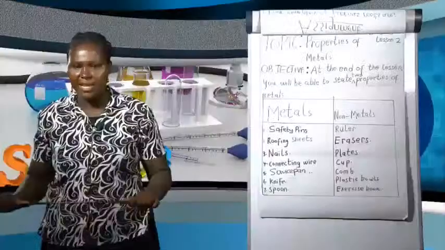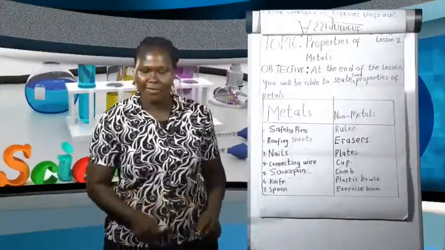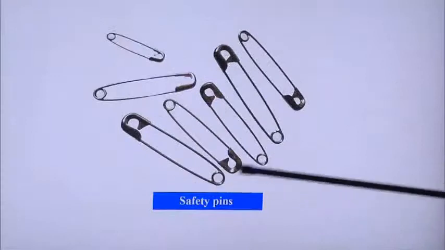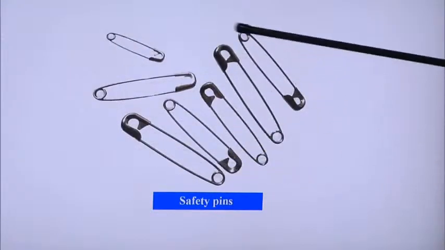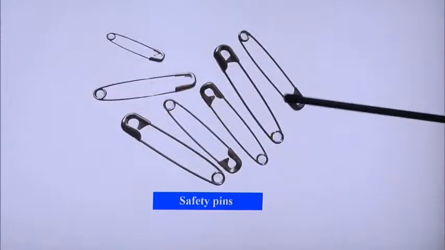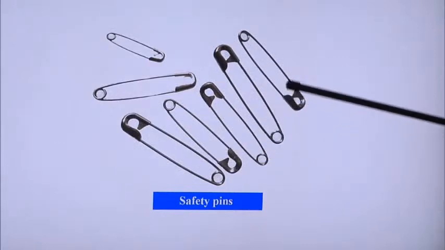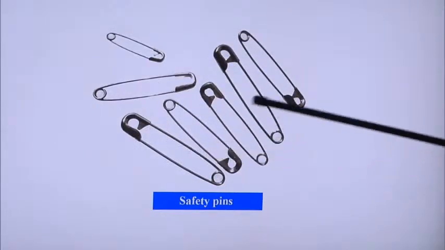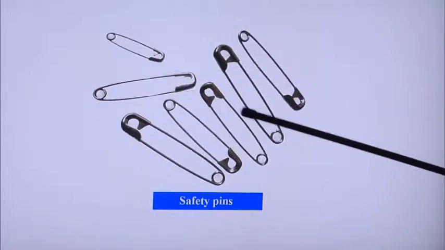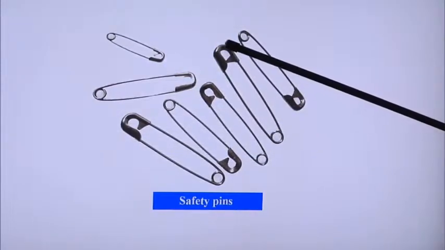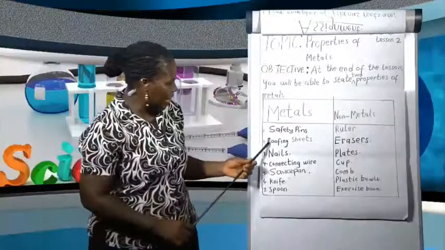Now let's look at them one after the other. The metals. The first one is what? Safety pins. Now we use them in our belts. If you go to some offices, they use it to join their papers together. So these are all made from metals. The safety pin, they are made from what? Metals. So when we group them, we'll group them under metals. They are made from what? Metals.